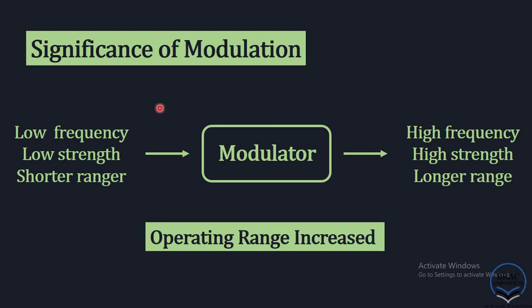Let's say you are using a baseband transmission system. In that case, the signal you are transmitting has low frequency, which implies that the power of the signal is low, because the power of a signal is proportional to the square of the frequency. So low frequency means low strength, and generally a low strength signal will have a shorter range to operate. But when you are modulating the signal with a high frequency carrier, then you are increasing the operating frequency, and increasing frequency will result in higher strength and thus a longer operating range.